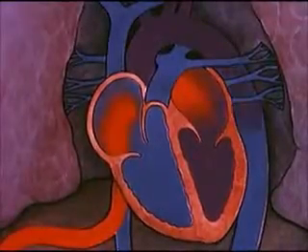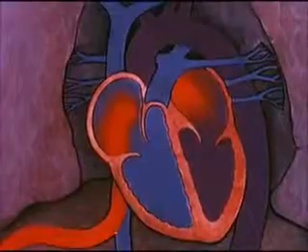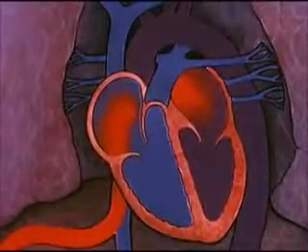Through the descending aorta, partially oxygenated blood is distributed to the lower portions of the body. This circulatory pattern persists throughout the remainder of fetal development.